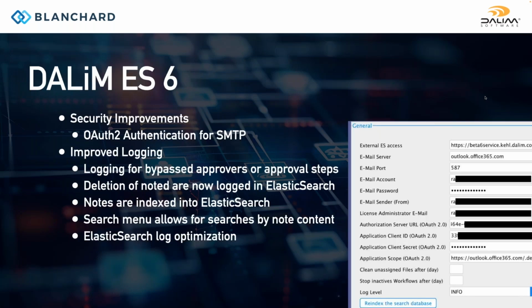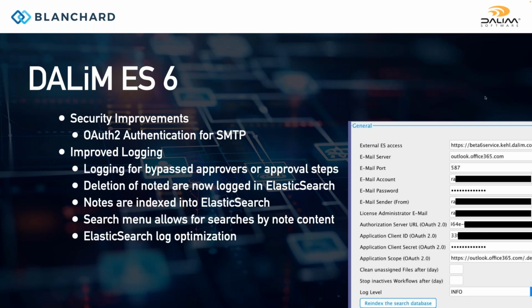So Dalim ES6, again, more security improvements, OAuth 2 authentication for SMTP. So you see some new settings in the SMTP setup in the system settings. So you can secure that. Improved logging, which some of this is nice to see.